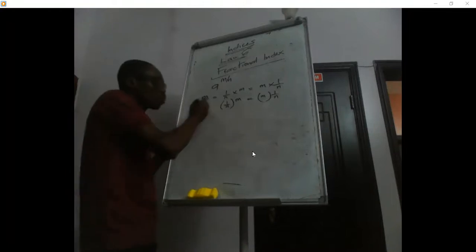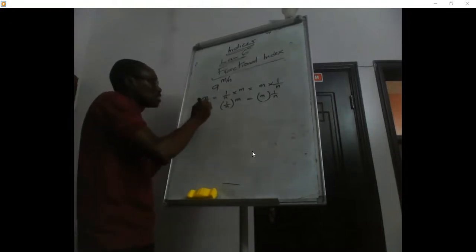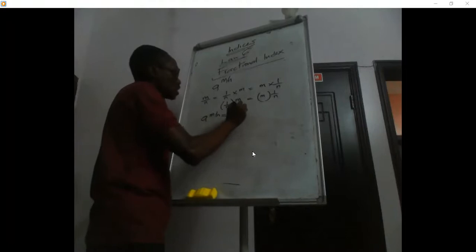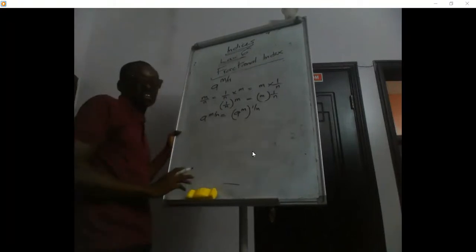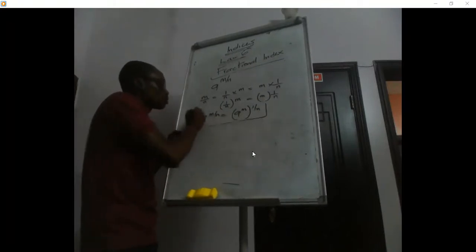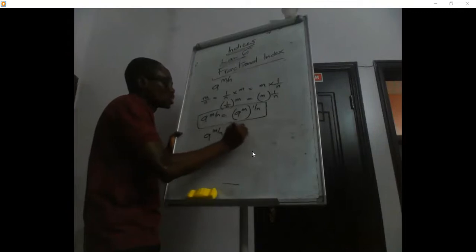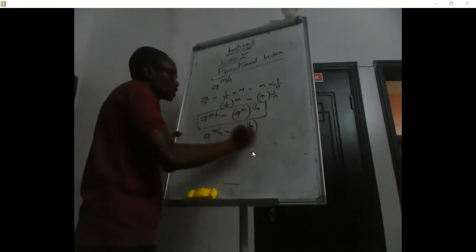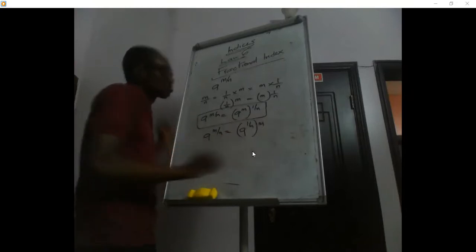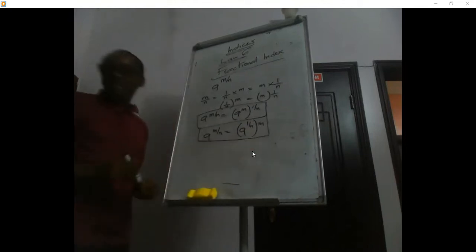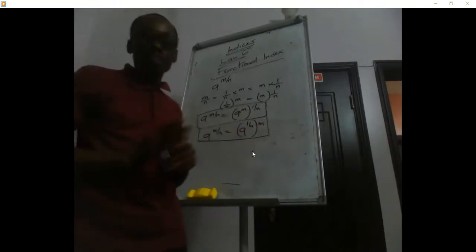So based on what I've just done, A raised to the power m over n is equal to A raised to the power m in brackets, then 1 over n outside. This is one way of simplifying this. Or A raised to the power m over n is equal to A raised to the power 1 over n in brackets, then m outside. So this is another way. Both of them are good. You are going to arrive at the same answer, no matter the method you employ.